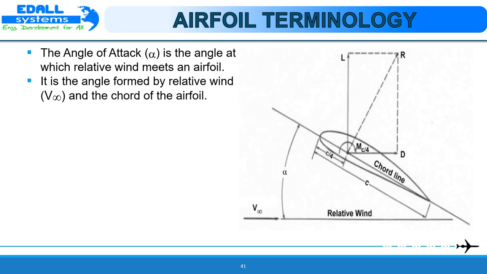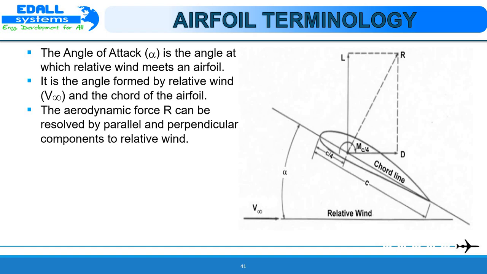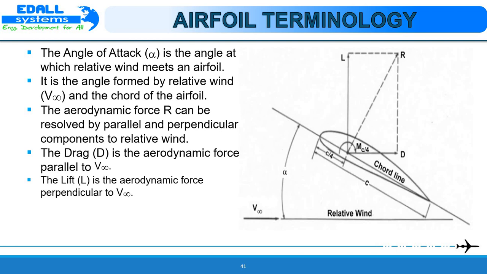There is an aerodynamic force created by the pressure and the shear distribution over the wing surfaces. This is called the resultant R. In turn, the aerodynamic force R can be resolved into two forces, parallel and perpendicular to the relative wind. The drag is always defined as the component of the aerodynamic force parallel to the relative wind. The lift L is always defined as the component of the aerodynamic force perpendicular to the relative wind.